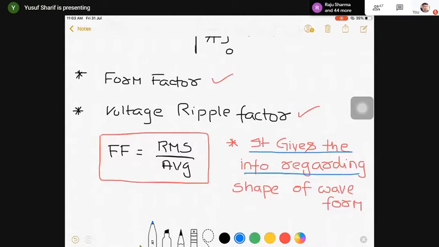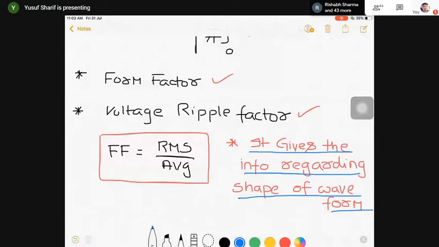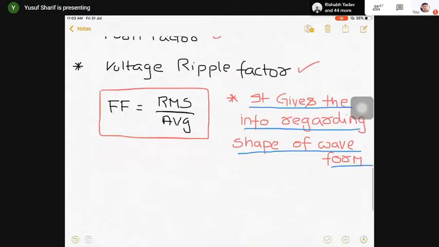Question: what is that you understand from form factor? It is simply a ratio. Why do I need to calculate this form factor? Because it gives the information regarding the shape of waveform. Okay? I'll give you an example how it is giving the information regarding the shape of waveform.